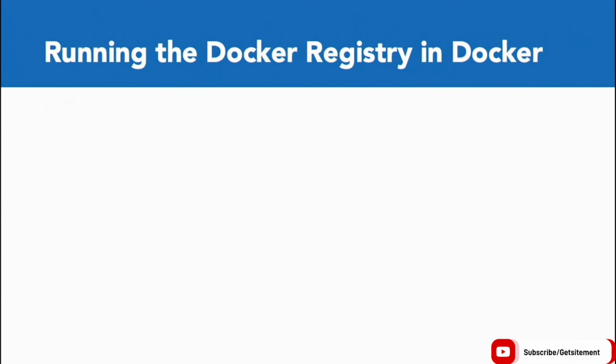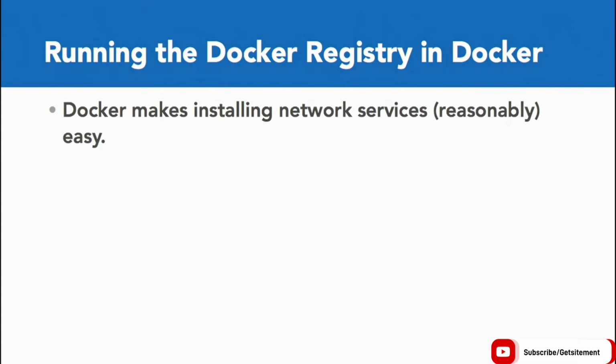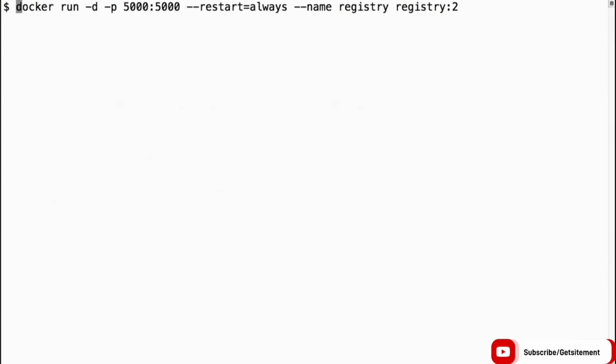Now, since the registry is just a program designed to provide a network service, why not go ahead and run it in Docker? Docker makes installing network services pretty easy, that's what it's for. And the registry is a network service, so let's just run it in Docker.